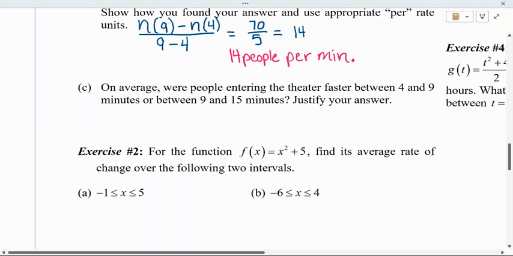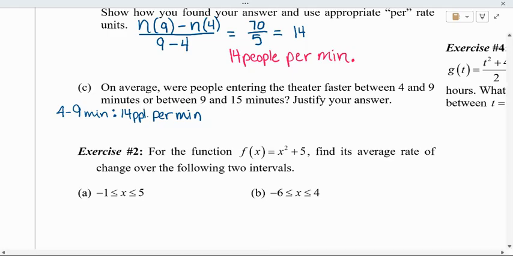So we know that between 4 and 9 minutes, we averaged 14 people per minute. We have to figure out the average rate of change between 9 and 15 minutes. So we have to take N of 15 minus N of 9 over 15 minus 9.